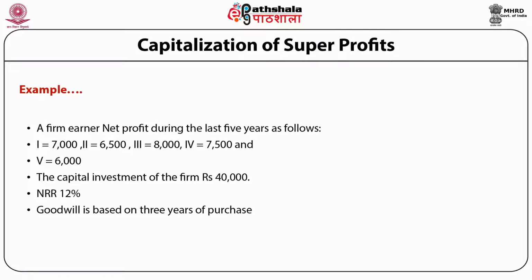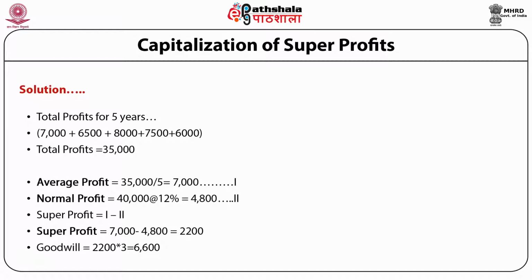A firm earned net profit during last 5 years. First year 7,000, second year 6,500, third year 8,000, fourth year 7,500 and fifth year 6,000. The capital investment of the firm is 40,000. Normal rate of return is 12%, and goodwill is to be calculated on 3-year purchase. Valuation of goodwill is done here.